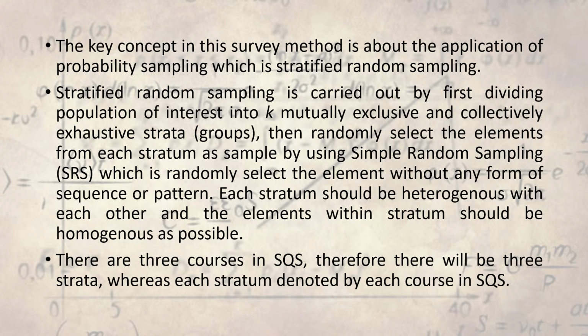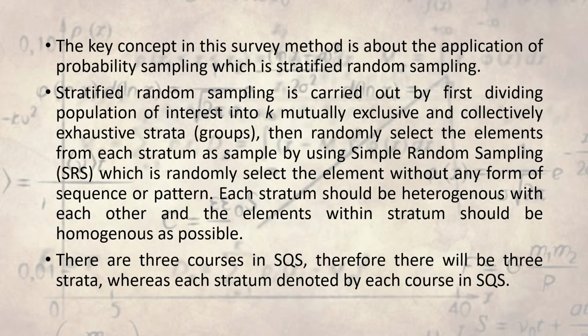In the context of methodology, the key concept in this survey method is the application of probability sampling, which is stratified random sampling. Stratified random sampling is carried out by first dividing the population of interest into k mutually exclusive and collectively exhaustive strata or groups, then randomly selecting the elements from each stratum as a sample by using simple random sampling (SRS), which is randomly selecting the elements without any form of sequence or pattern.